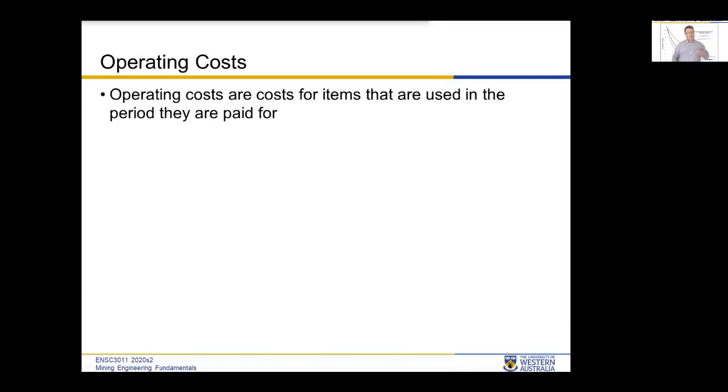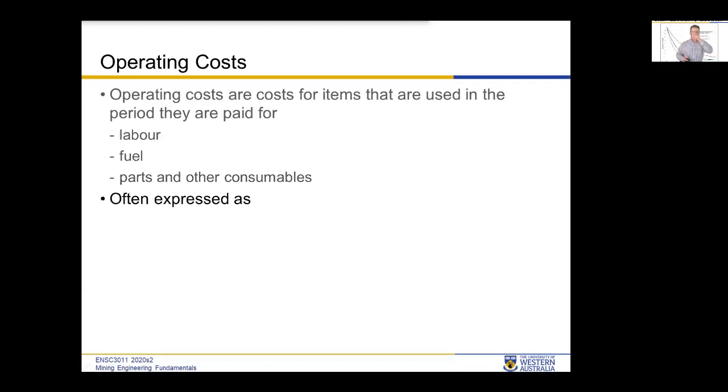Operating costs are costs which happen and are used in the period. Generally, the period in this case is a year. So typically things like labour, fuel, parts, electricity, often expressed as cost per tonne mined, sometimes cost per tonne of ore, or sometimes purely cost per year. Things like salaries would be a cost per year. They are the same irrespective of how many tonnes you mine.